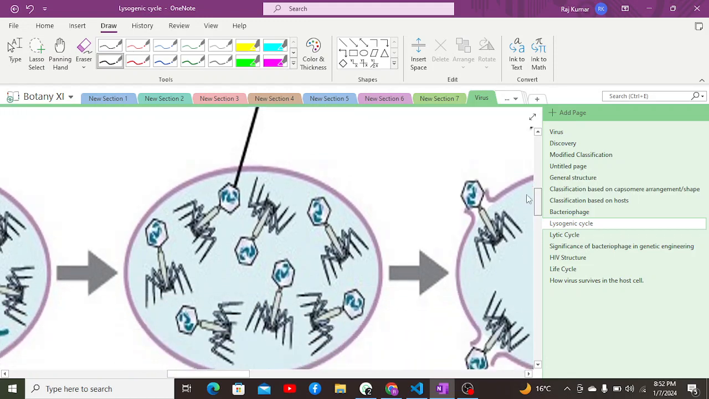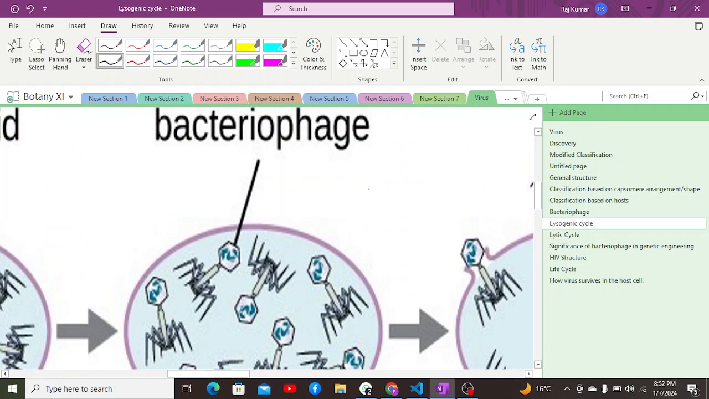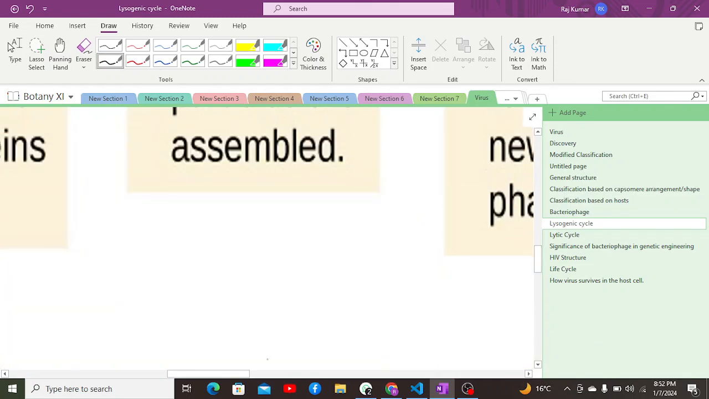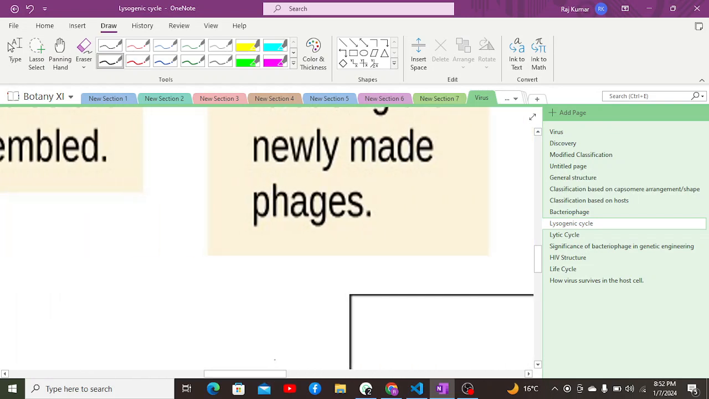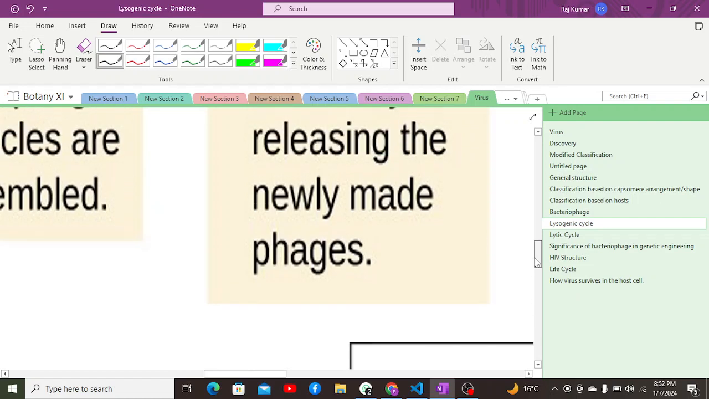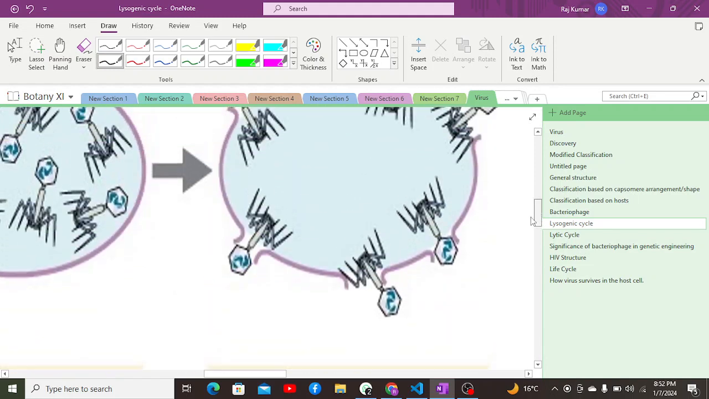Now in this case, according to the genetic instructions, the assembly of the structural proteins and the structural viral genome occurs, due to which new phages are formed. Now, the complete infectious particle which is released from the infected cell is known as a virion, also known as a mature virion.